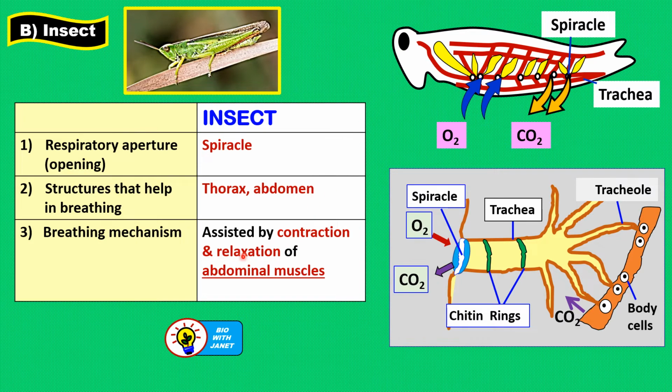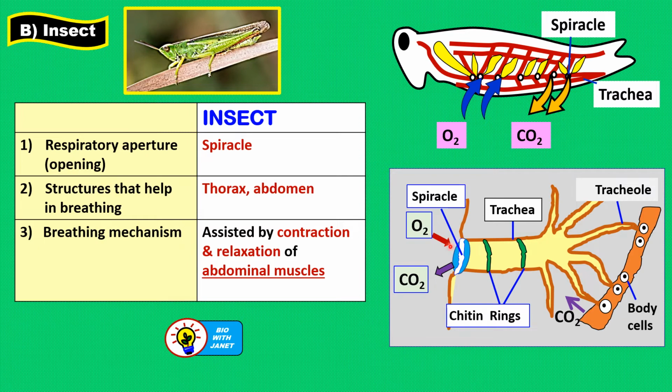So the breathing mechanism is assisted by the contraction and relaxation of abdominal muscles here, and to a small extent, probably the thoracic muscles here. So we just remember breathing mechanism is assisted by the abdominal muscles. So insects don't have a nose that allows air to be drawn into the tracheal system. They use their spiracles. Okay, so here is a picture of the tracheal system that we have already discussed in the previous videos, in one of the videos.